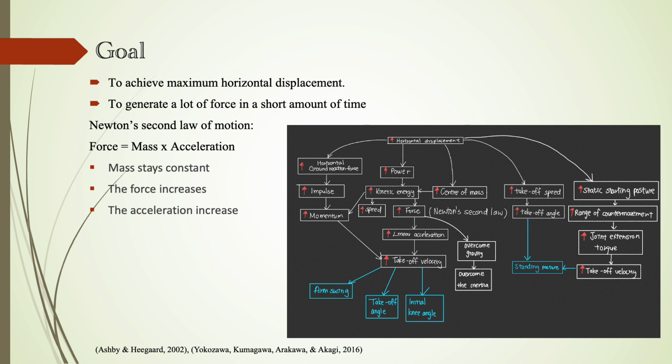Generating a lot of force in a short amount of time contributes to the initial acceleration, so the takeoff velocity in standing long jump will increase. A rapid application of force also allows the jumper to accelerate and maintain higher speeds, which leads to covering more horizontal distance in a short time. In a standing long jump, the mass of the person jumping remains constant, and according to Newton's second law of motion, force equals mass times acceleration. An increase in force with mass held constant will lead to an increase in acceleration.